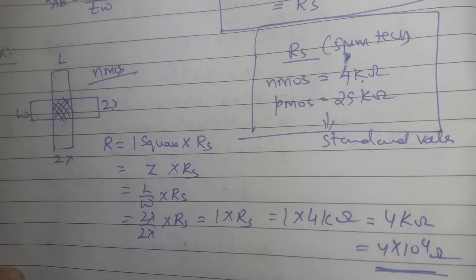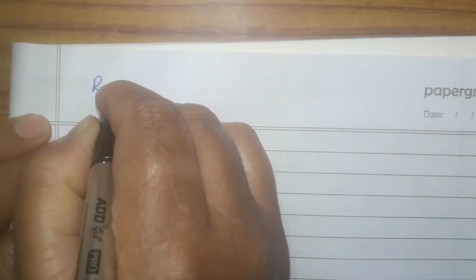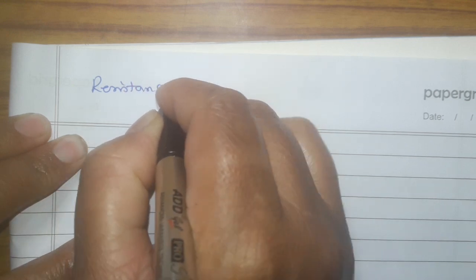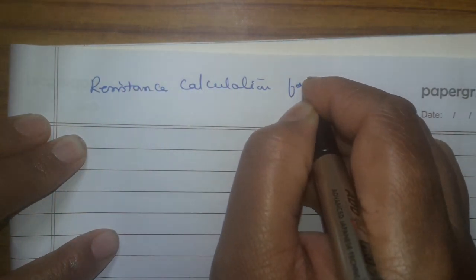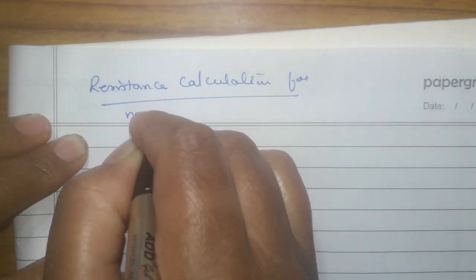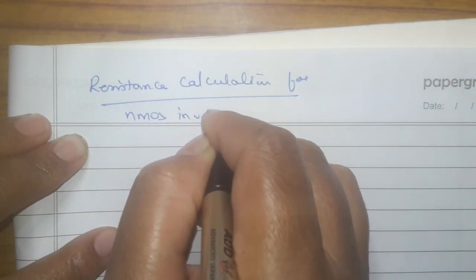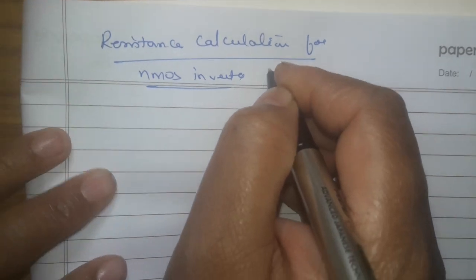So, this is one. Let us take the resistance calculation for an NMOS inverter. Okay. You all know how to build an NMOS inverter.